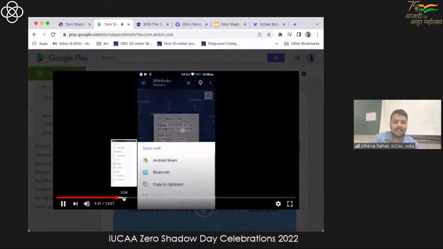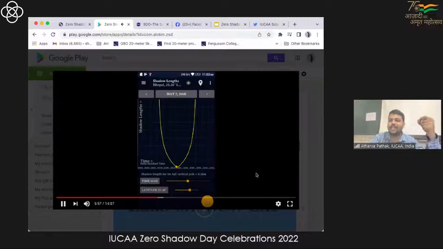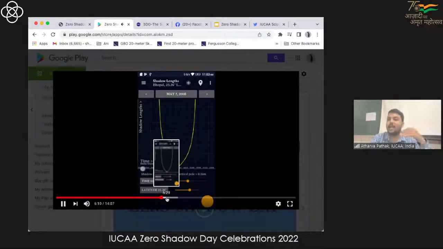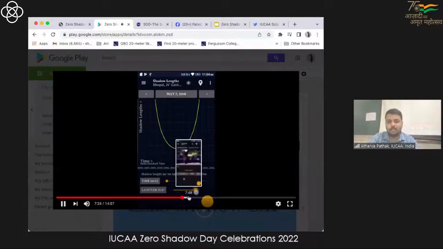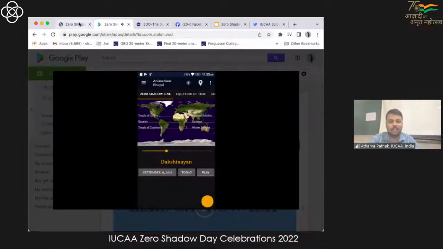This app also has a couple of other simulations which help you understand the change in the declination of the sun. What will happen to the sun's declination tomorrow? Will it increase or decrease? Because the sun is moving northward, the declination of the sun will change as the latitude increases from 18.5 to 19 and so on. So the declination will also increase, because the only reason zero shadow day occurs is that the sun's declination matches the earth's latitude of that place. There is this simulation as well. And then there are simulations showing how the sun moves from the Tropic of Capricorn to the Tropic of Cancer. We can also see those simulations.